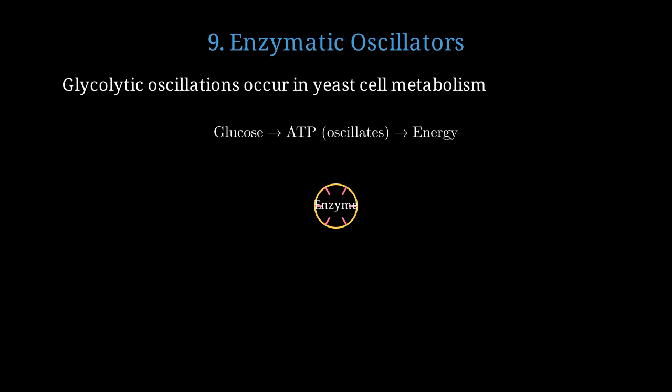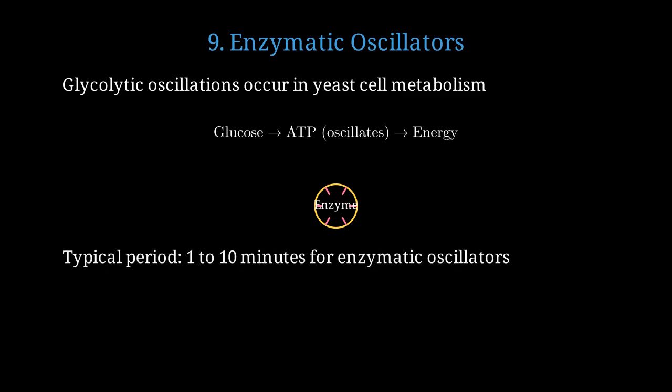Enzymes act as catalysts that create feedback loops, essential for generating sustained oscillations in biochemical networks. Enzymatic oscillators typically have periods of 1 to 10 minutes, much slower than BZ reactions which oscillate in seconds.